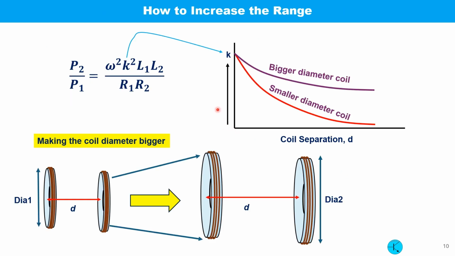In the last video, I used an equation for the ratio of the output power to the input power, which is shown here. There are some ways to increase the range. One of these is to increase the physical size of the coils. That is, to increase the diameter of the coil.